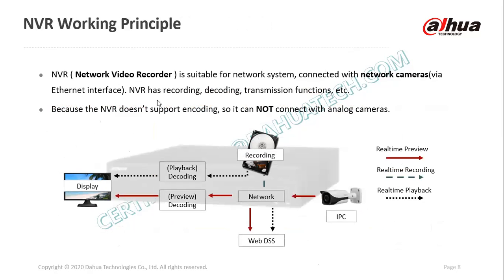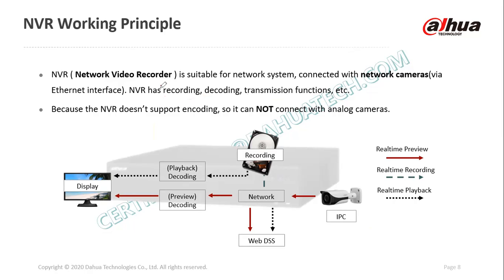An NVR working principle is that the NVR is connected to network cameras via Ethernet interface. So the network interface on the computer or the back of the NVR. The NVR has recording, decoding, and transmission functions.